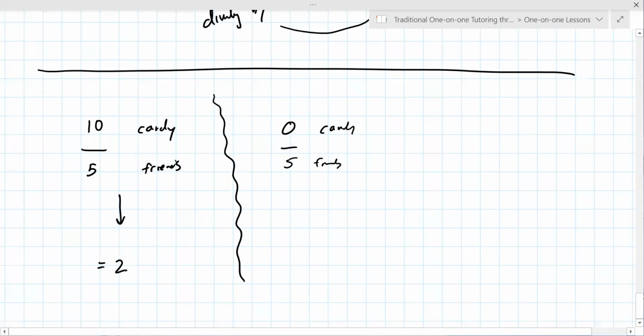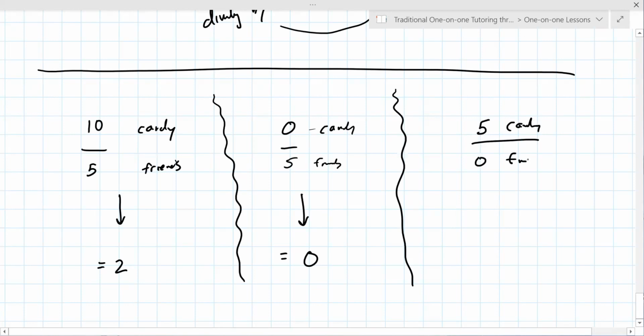2, right? Yeah. Now, in the second example, you have 0 candy, but you still have the 5 friends. So how much does each friend get? 0. And that's reasonable, right? Now you have 5 pieces of candy, but you have 0 friends. Would you share? No, because there's no one to share it with. Yeah.